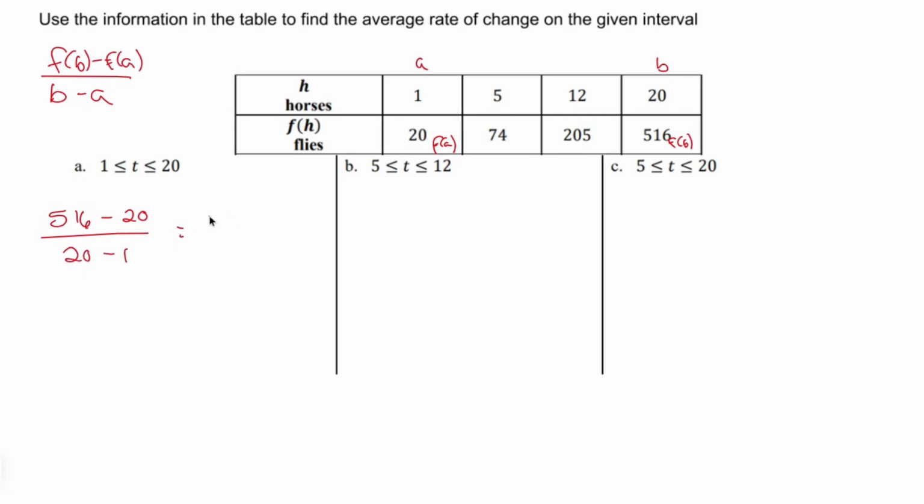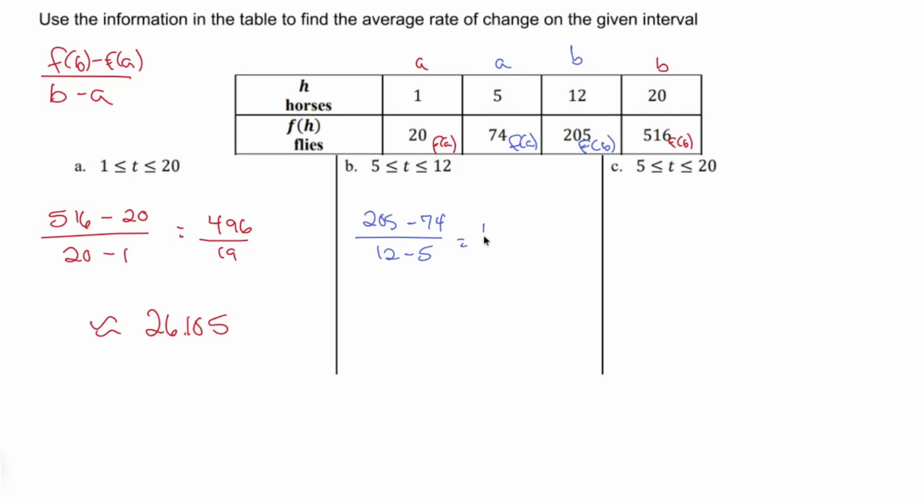This gives me 496 over 19, which according to Siri is 26.105. All right, so that's how you do that first one. And the rest of these are very, very, very similar. From 5 to 12, I'll call you A, I'll call you B. By the way, if you're colorblind, I'm really sorry. F of A, F of B, that's going to be 205 minus 74 over 12 minus 5.